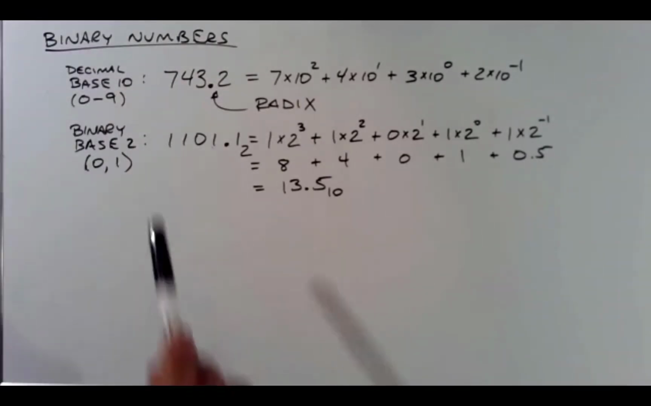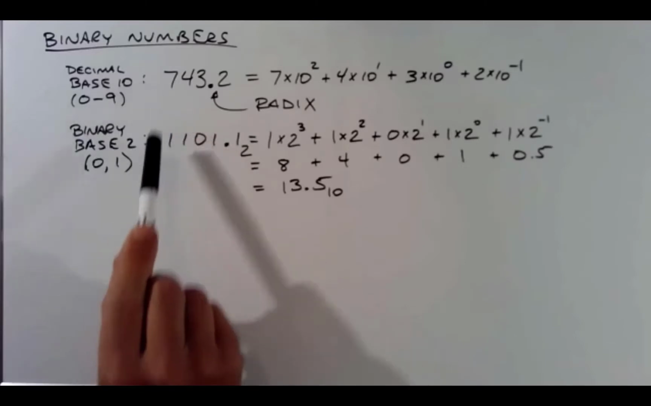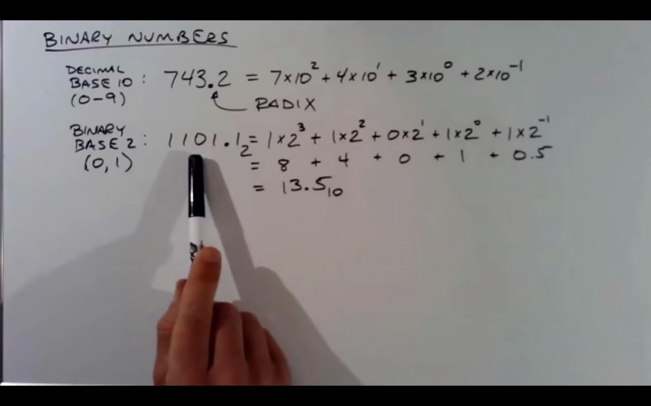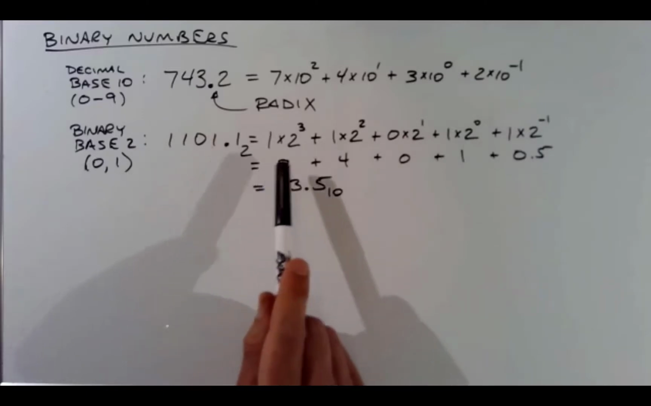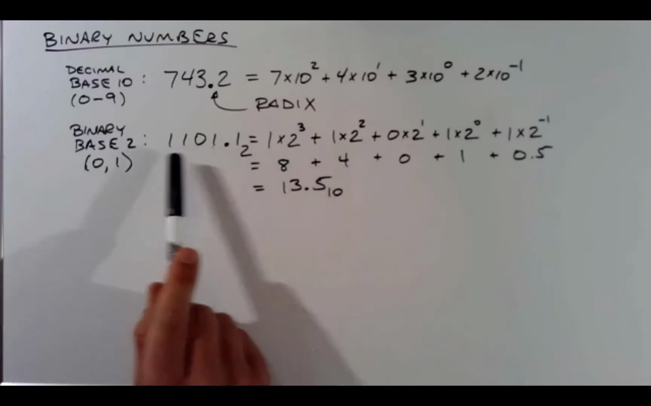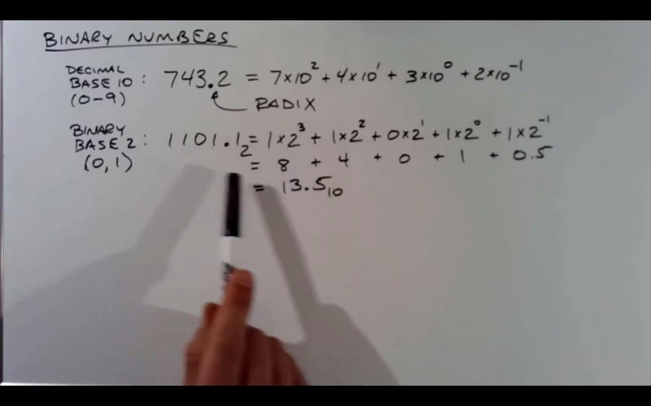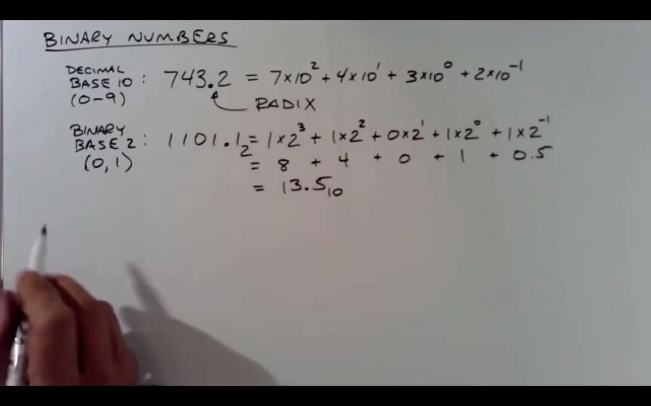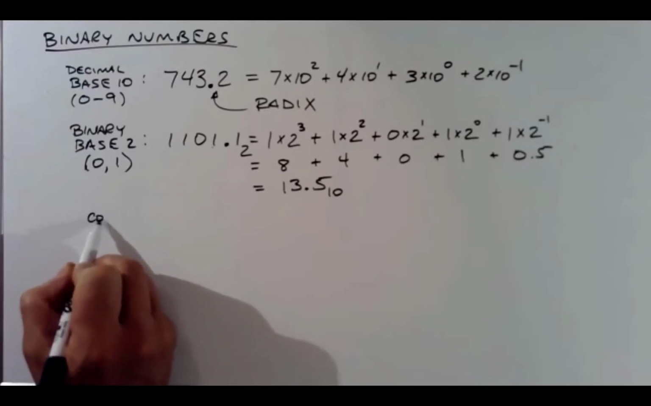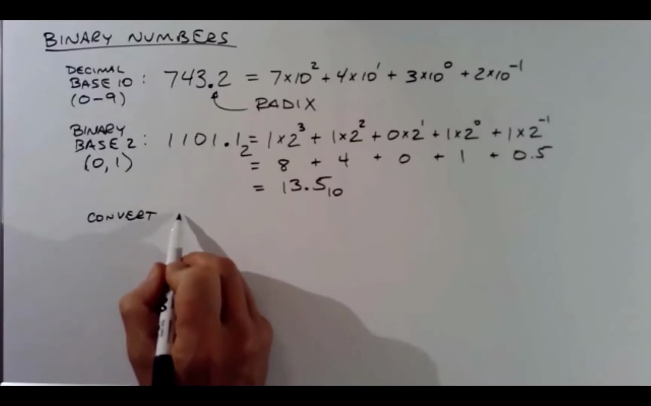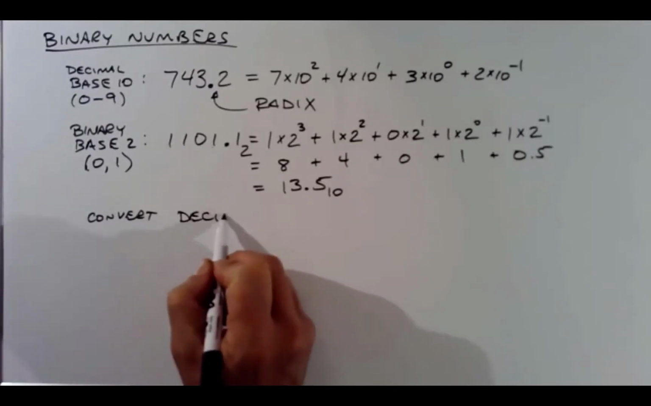So in explaining decimal values compared to binary values, I've also shown a way to convert from binary to decimal. You just interpret the values with the digit times the base to the power of the position, and then you can convert those to decimal. If you're going the other way, let's talk about converting decimal to binary.